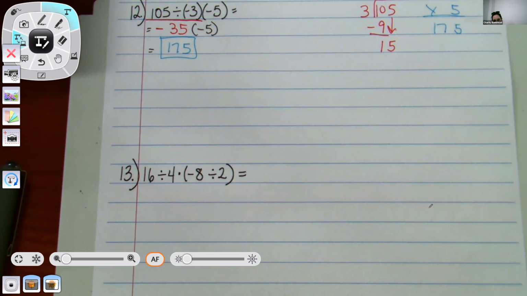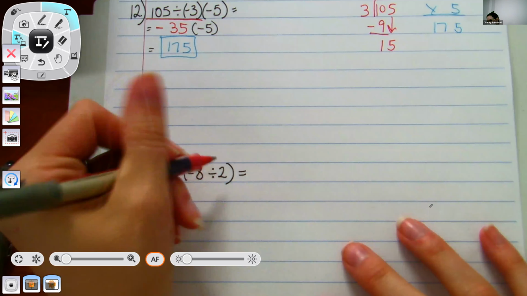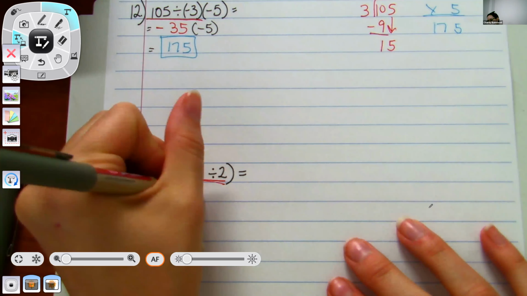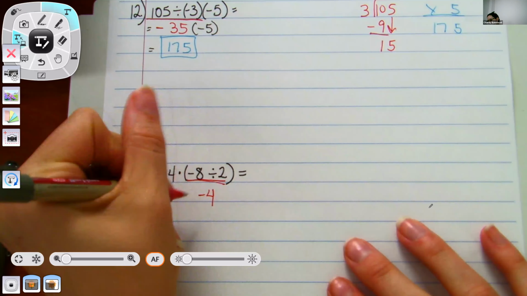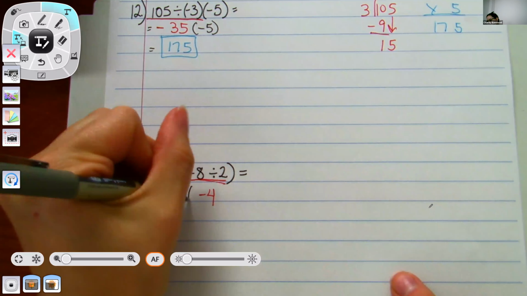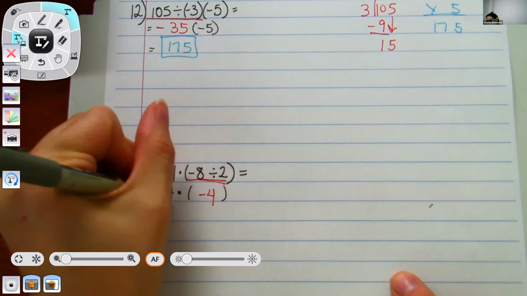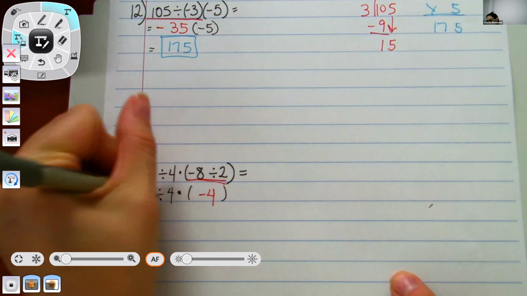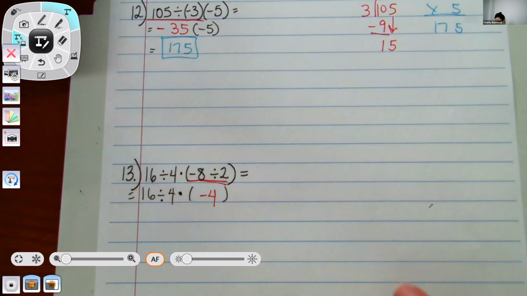All right, number 13. I do need to do what's in the parentheses first, which is negative 8 divided by 2, which equals negative 4. I'm just going to bring the rest of it down. So 16 divided by 4 times negative 4.